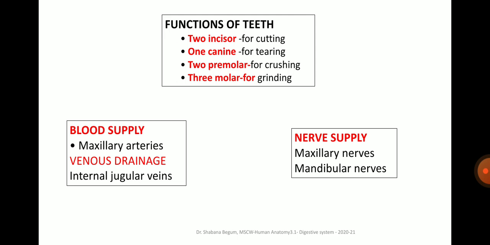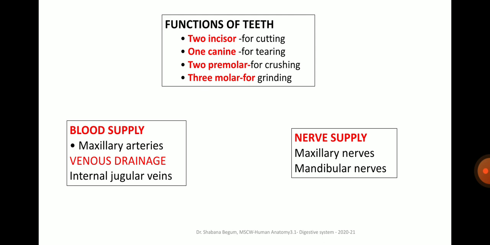So the nerve supply to the teeth is from the maxillary nerves and mandibular nerves, and the blood supply, that is arteries, that is maxillary arteries, will supply oxygenated blood to the teeth, and the venous drainage is through the internal jugular veins. So they will bring the deoxygenated blood from the teeth.